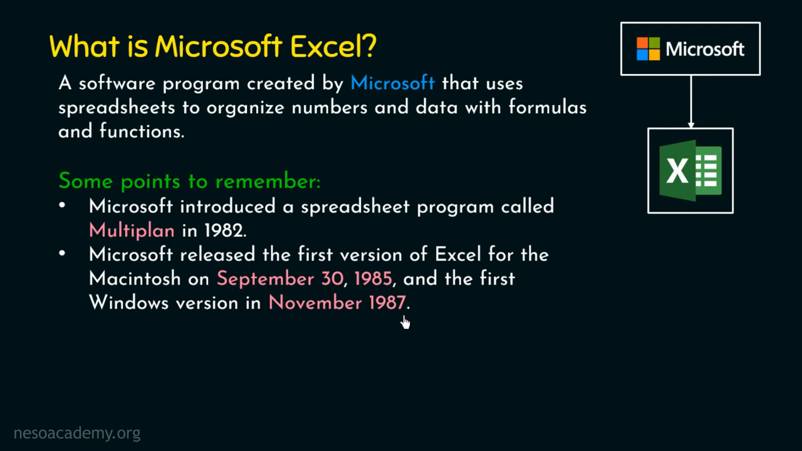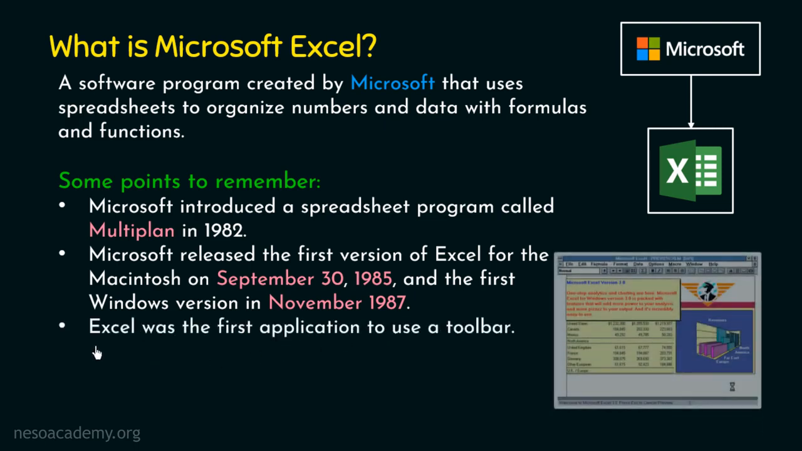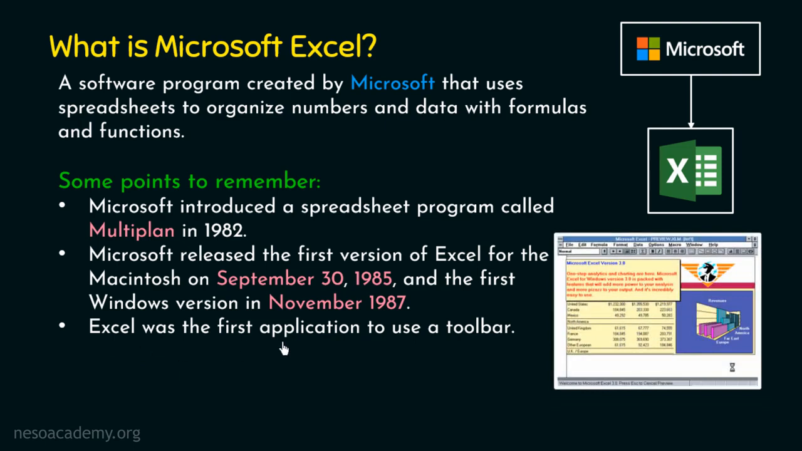Now let's move on to the point number 3. So the point number 3 says that Excel was the first application to use a toolbar. So first of all, let me tell you what is a toolbar. Toolbar is an area where you can add different commands or tools associated with Excel, and it is located in the top left corner of the Excel window. We will discuss more about it in the upcoming lectures with some more visuals. Alright? So that's all about the point number 3.